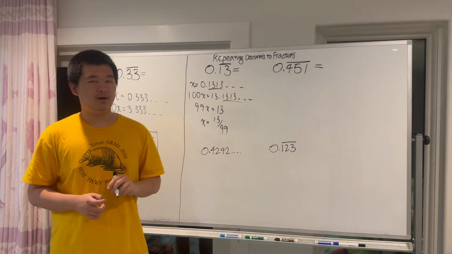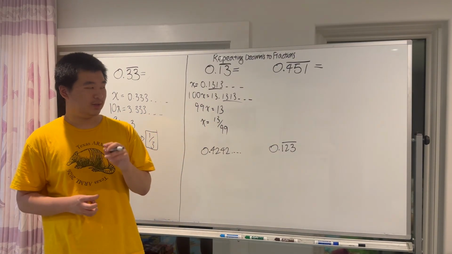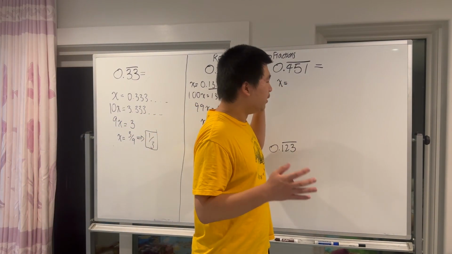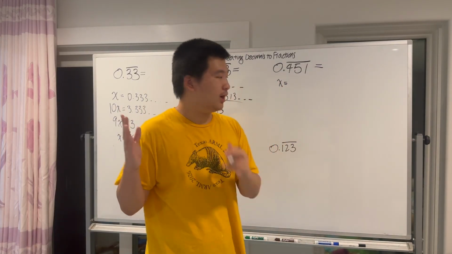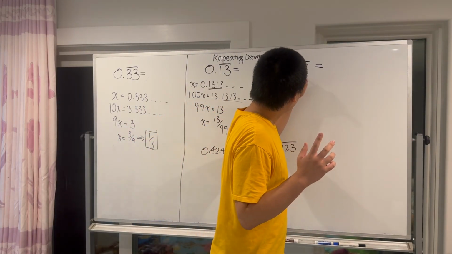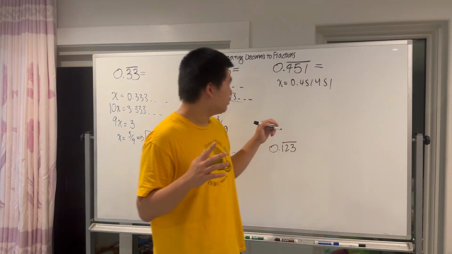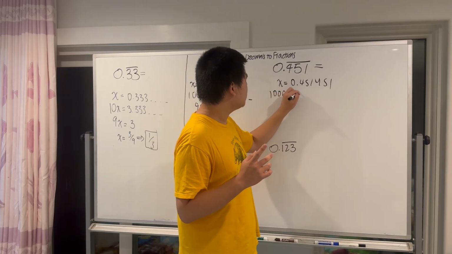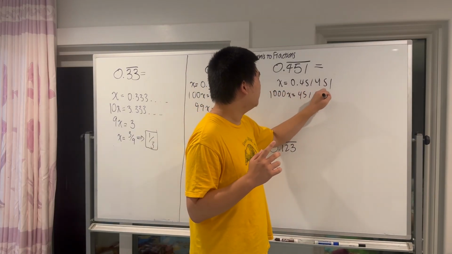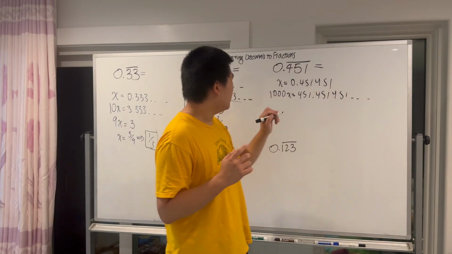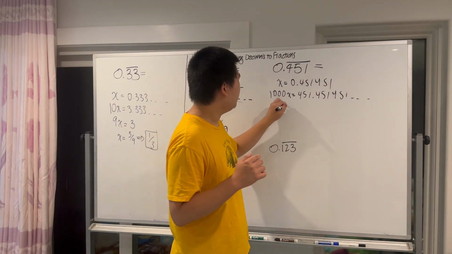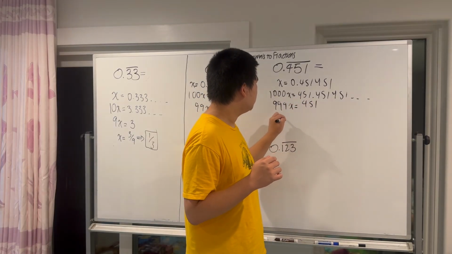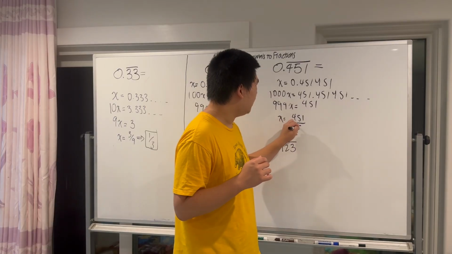And you might start to notice a pattern here, but let's just continue and do one more example. 0.451 repeating. Once again, we're going to do the same process. We want a 0.451451 that we can cancel out. And how are we going to do that? Well, this time we're going to multiply it by 1,000. And we have 1,000x equals 451.451451. And then if we subtract these two, we'll have 999x equals 451. So x equals 451 over 999.